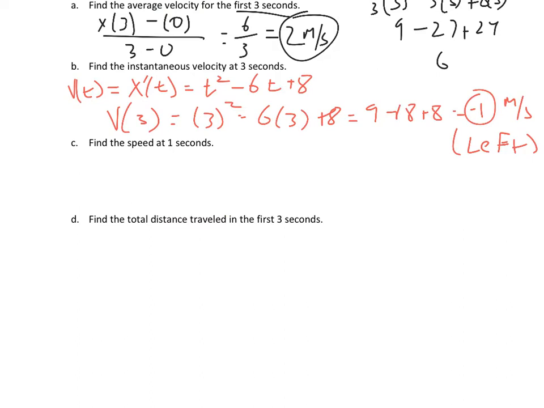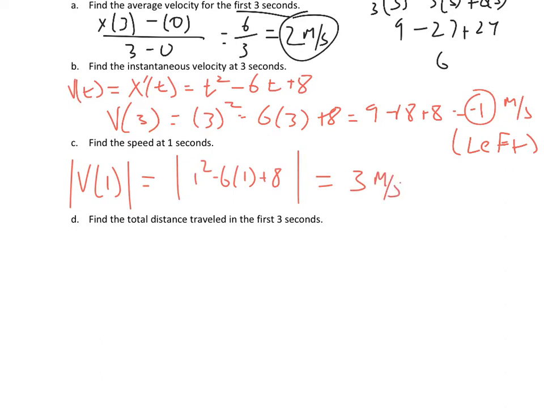So speed is the absolute value of velocity. If we want the speed at 1 second, we're going to find the absolute value of the velocity. Just using this function up above, we've got 1 squared minus 6 times 1 plus 8, which is 1 minus 6, which is negative 5, plus 8. I think that's 3 meters per second.